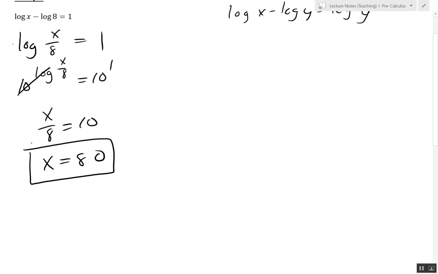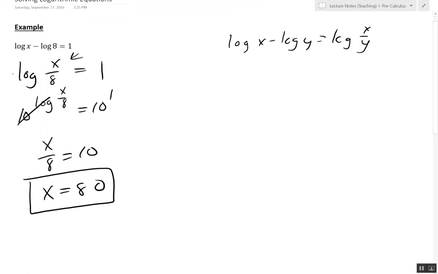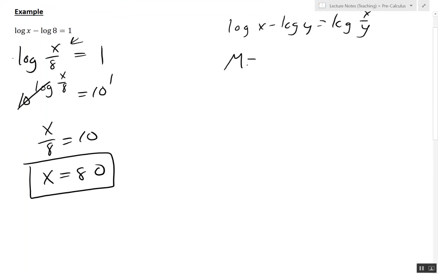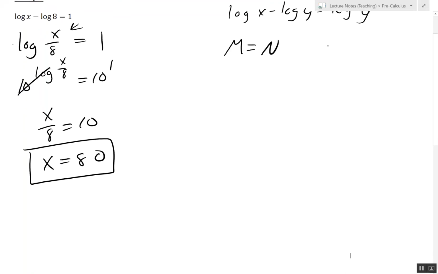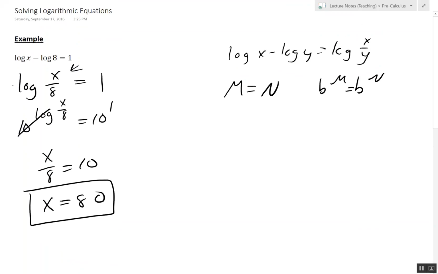And so that's our first example. Notice that the idea was that we combine the logarithms, and we also have the property that m equals n is equivalent to b to the m equals b to the n. I used that property with b equal to 10 to write this line. Then that allows me to do the cancellation here and solve for x.